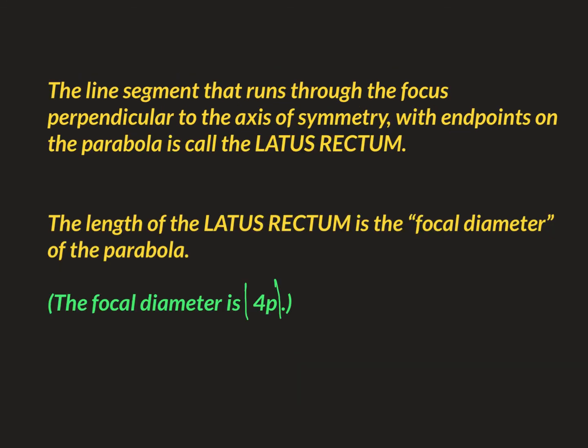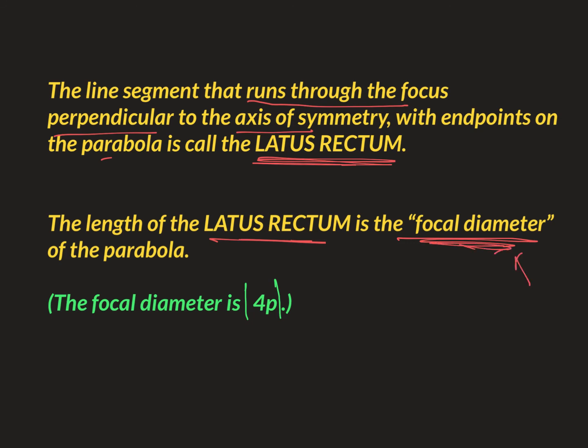The line segment that runs through the focus, perpendicular to the axis of symmetry, with endpoints on the parabola is called the latus rectum. You read that right, the latus rectum. I'm just going to leave that right there. The length of the latus rectum is called the focal diameter.